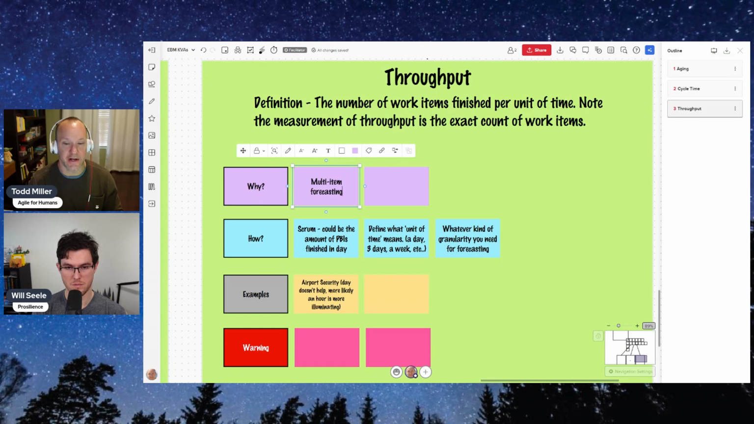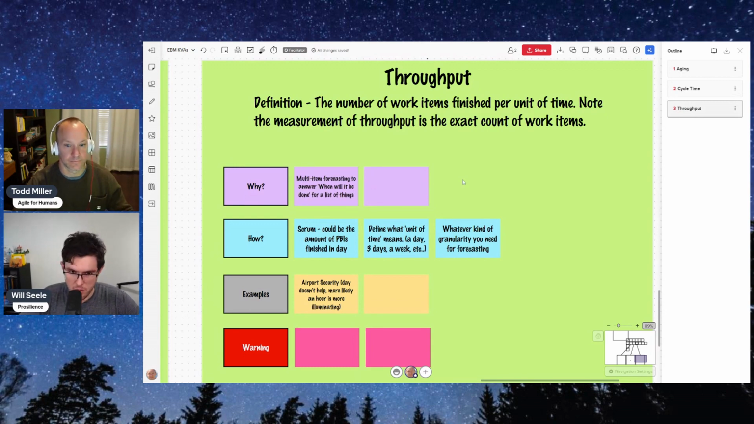So multi-item forecasting, to me, is to answer when will it be done, quite frankly, for a list of things. Yeah. And of course, there's the other one, right? We can turn that around, and we can use that same data to, for a given range of time, answer the question, how much could we do?